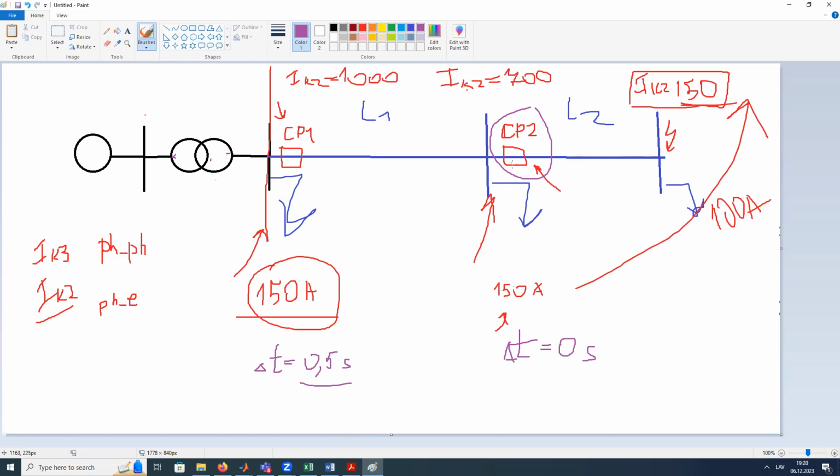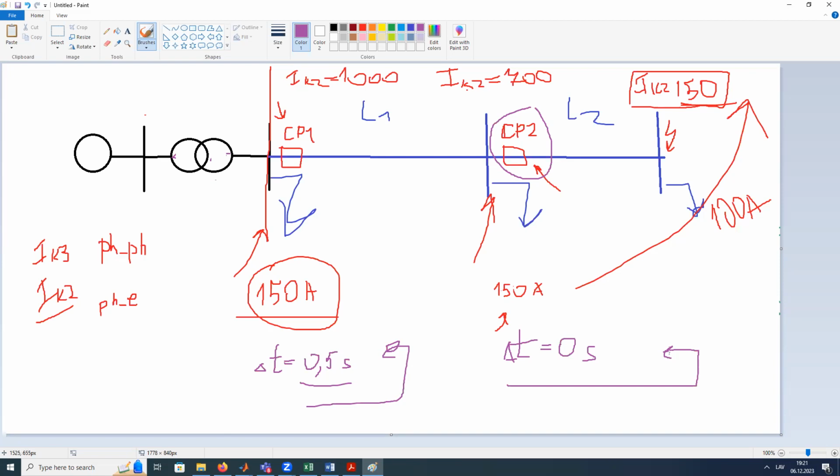If this relay operates immediately and disconnects this line, the fault is disconnected from the network, the fault current disappears, and this relay will not see the short circuit, this fault current, and in this case will not operate. Very simple. So these two relays could both detect and disconnect, but due to the time, we can make this selective operation. Is it clear? Yes, Professor. So we use one more criterion to make this selective operation.